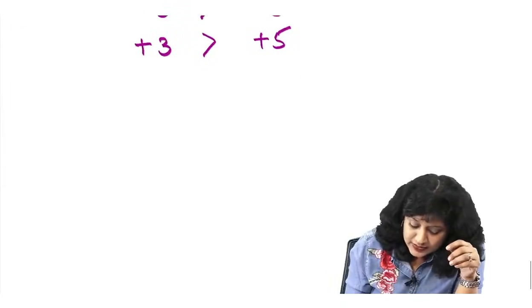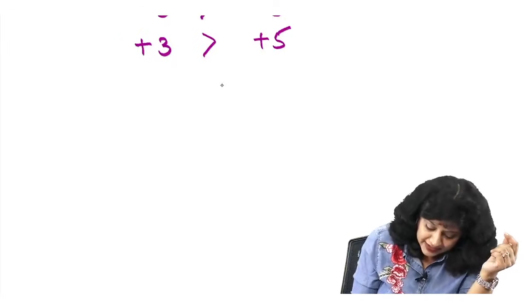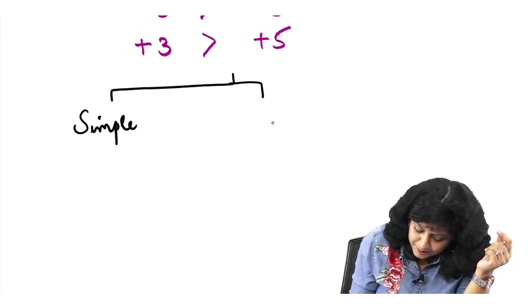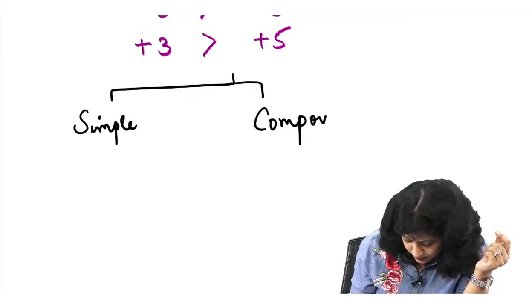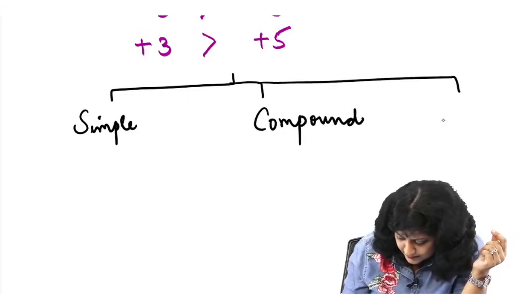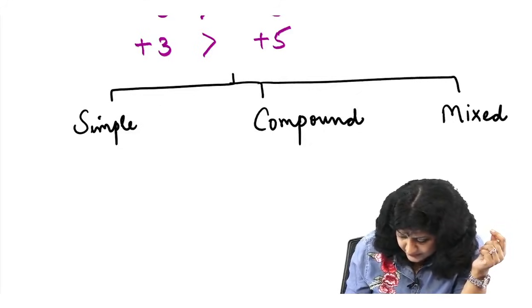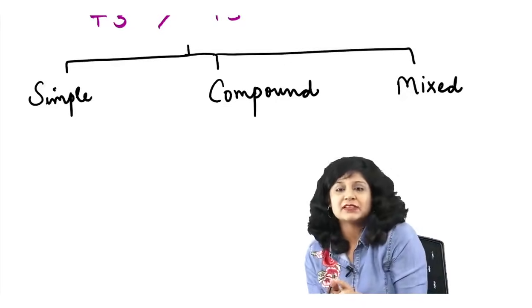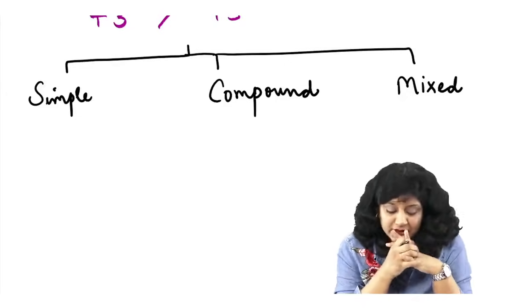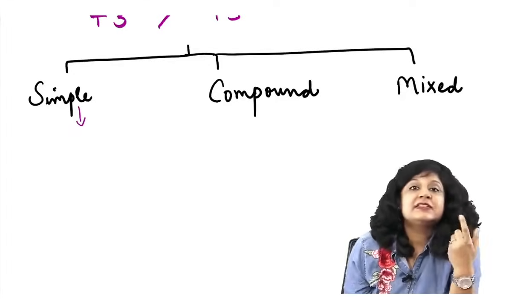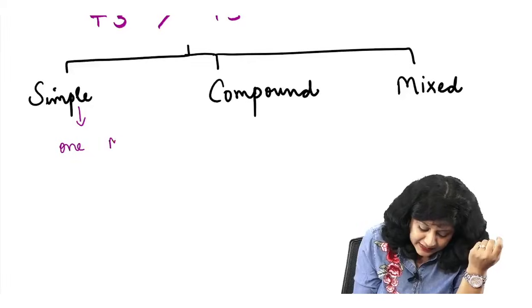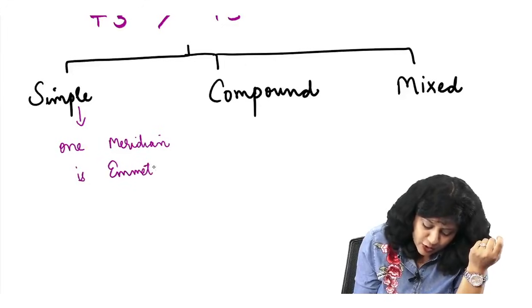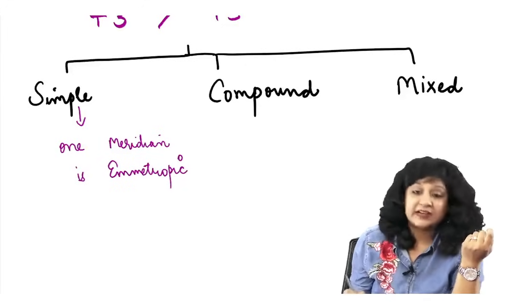Now coming to the next important thing, and that is, what is simple astigmatism, compound astigmatism, and mixed astigmatism. Now we will try to understand what is simple astigmatism, what is compound astigmatism, and what is mixed astigmatism. See, simple means it is simple. One meridian is emmetropic. If one of the meridians is emmetropic, life becomes simple.